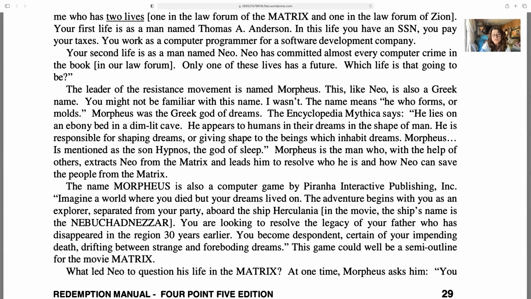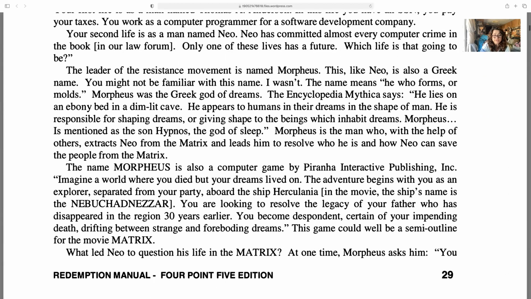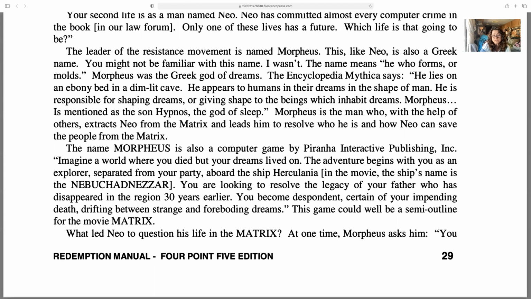Morpheus is the man who, with the help of others, extracts Neo from the matrix and leads him to resolve who he is and how Neo can save the people from the matrix. The name Morpheus is also a computer game name by Piranha Interactive Publishing Incorporation. Imagine a world where you died, but your dreams lived on. The adventure begins with you as an explorer separated from your party aboard the ship Herculania. In the movie, the ship's name is the Nebuchadnezzar. You are looking to resolve the legacy of your father, who has disappeared in the region 30 years earlier.